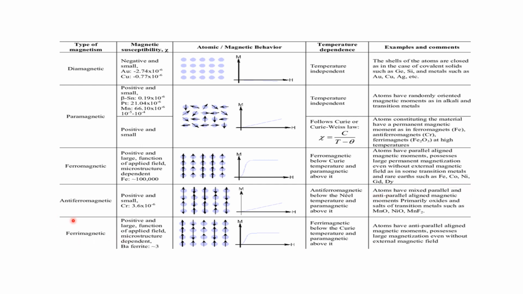Then antiferromagnetic material, it is positive and small. You can see how the curve is between M and H. Antiferromagnetic materials are so below the Neel temperature and paramagnetic above it. Then ferrimagnetic material, it is positive and large. You can see it is positive and large. Then ferrimagnetic material below the Curie temperature and paramagnetic above it. So this is the classification of all the 5 materials with their properties.